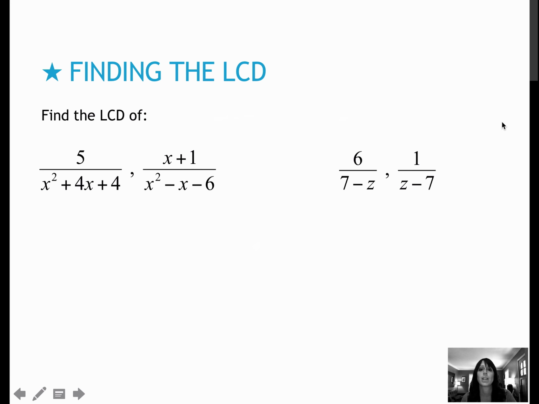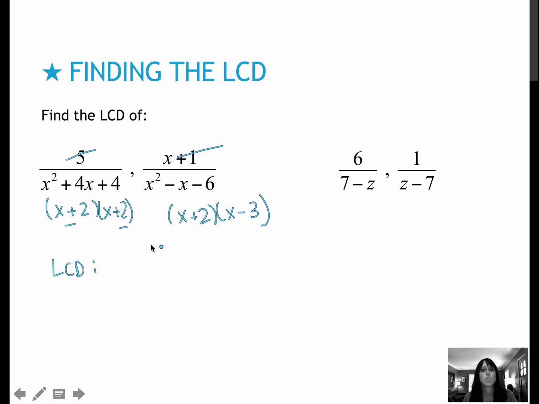These are 2 for you to try on your own, so try them both, then press play to see how you did. For my first, I would factor into x plus 2, x plus 2. Again, I don't care about the numerators right now. This would factor into x plus 2, x minus 3. So my LCD would be x plus 2 twice. I'm sort of ignoring this one because it only happened once here. And then x minus 3 once because it happened once here.